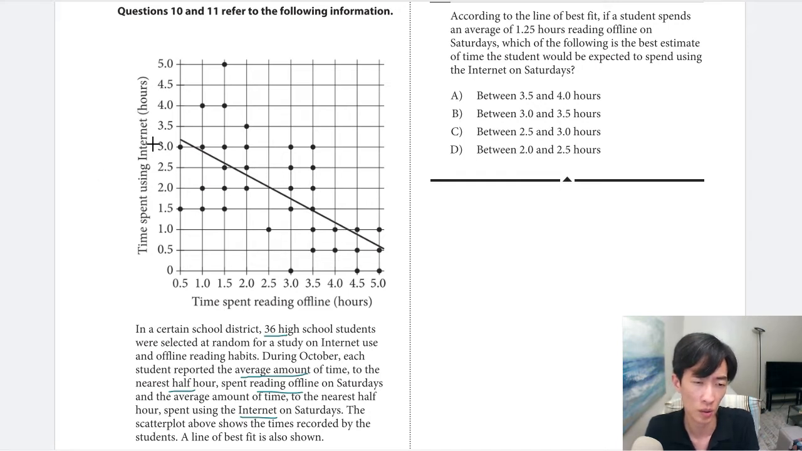So we've got time spent using the internet here, time spent reading offline here, and wow, these numbers are kind of all over the place, but there is sort of an inverse relationship, which makes sense because obviously the more time you spend on the internet, the less time you're going to get to spend reading offline. So let's look at the questions.